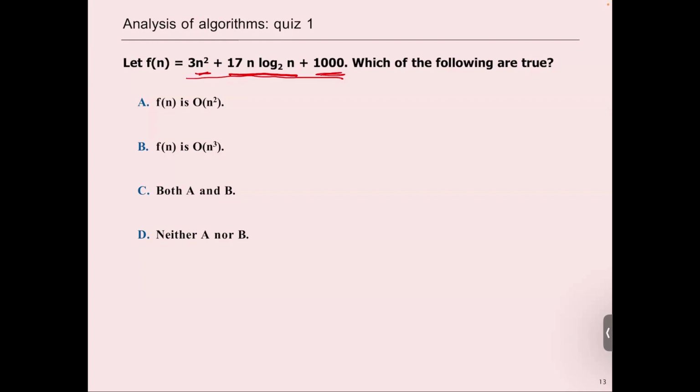So the dominant term here is the 3n squared, because n squared grows faster than n log n. So this function is definitely big O of n squared. But remember, big O only asks for an upper bound. And since n cubed is also going to grow faster than n squared, this is also true. So it turns out C is our answer. Both A and B are correct, because both statements are true.